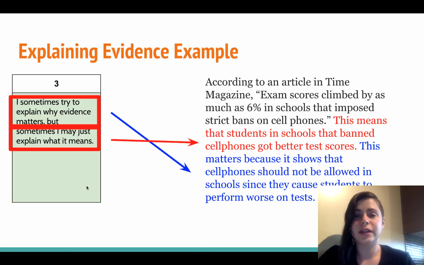According to an article in Time magazine, exam scores climbed by as much as 6% in schools that imposed strict bans on cell phones. Now we're going to explain that in our own words, because that's the text from the article. We can't just copy that. So this means that students in schools that banned cell phones got better test scores.